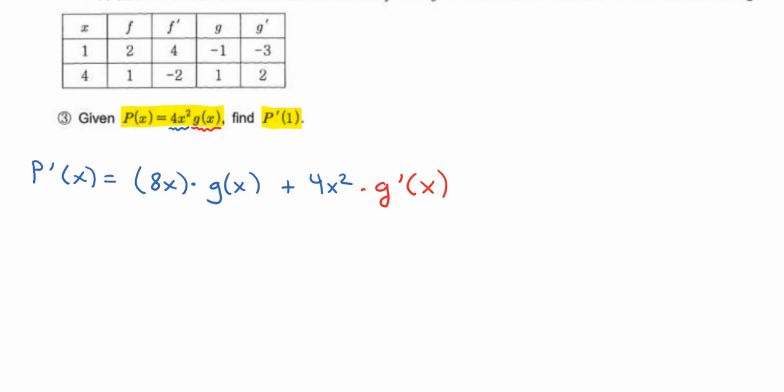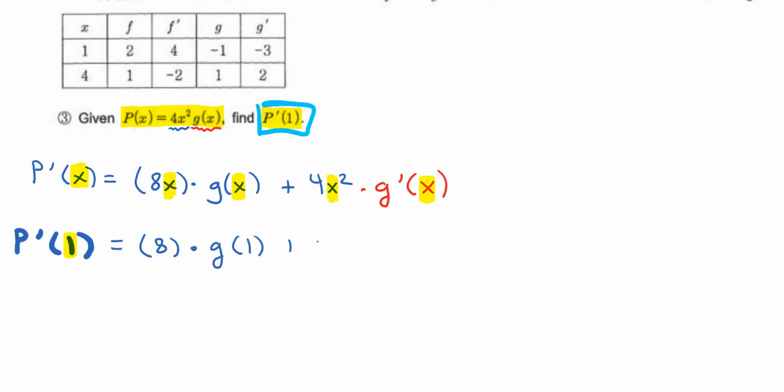Okay, and then our goal is to find p prime of 1, so I need to evaluate p prime of 1. Anytime you see an x, that x will now be replaced with the value of 1. So all these x's here will be replaced with 1. So 8 times 1 is just 8. So 8 times g of 1 plus 4 times 1 squared times g prime of 1.